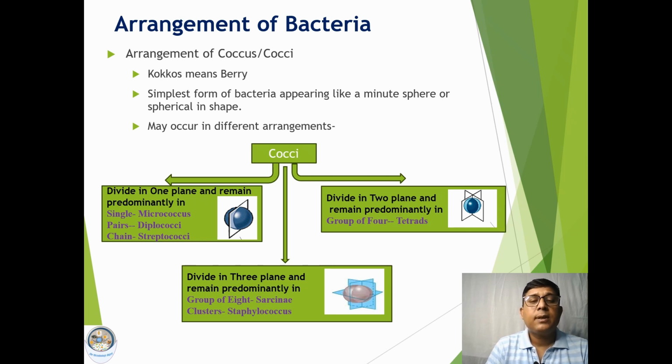types. The first type is those cocci which can divide only in one plane, as shown in the diagram. Frequently these types of organisms occur predominantly in this arrangement. When they occur as a single organism, they are called micrococcus. When they occur in pairs, they are called diplococcus. When they occur in chains, they are called streptococcus or streptococci.